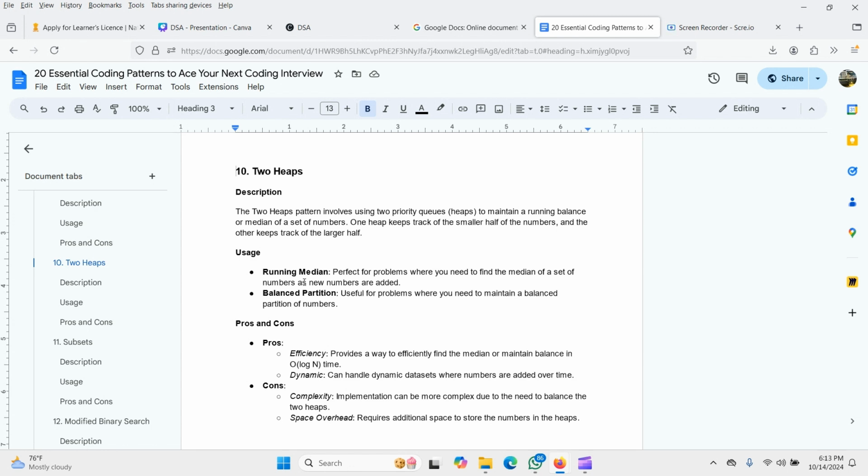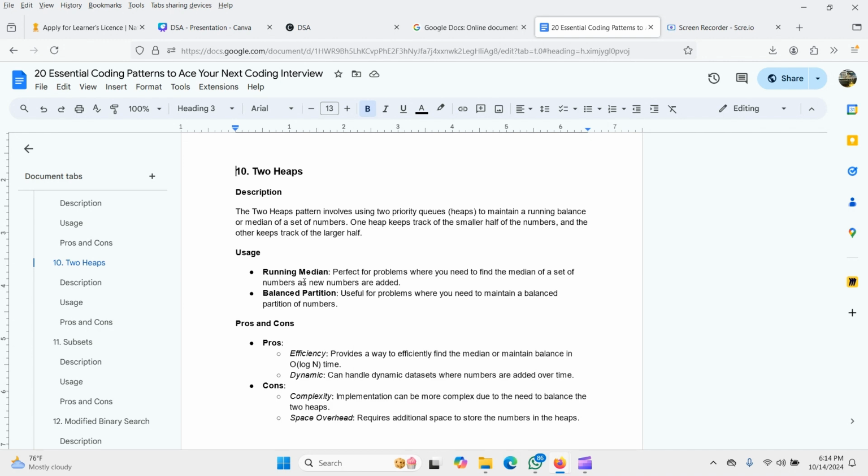What is the usage of this? The first usage is the running median. That means it is perfect for problems where we need to find the median of a set of numbers as new numbers are added. Next, it can be used for balanced partition. That means it can be useful for problems where you need to maintain balanced partitions of numbers.